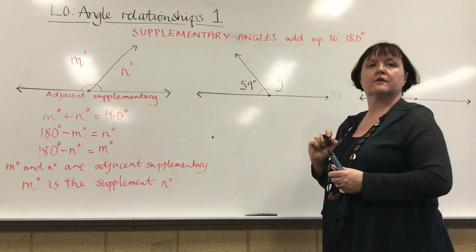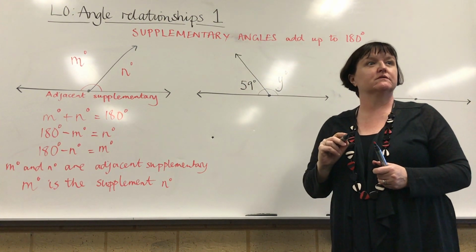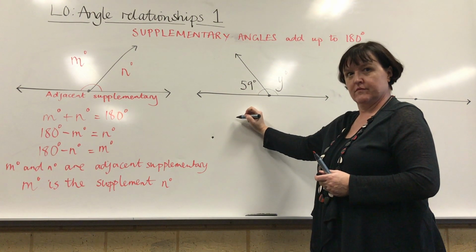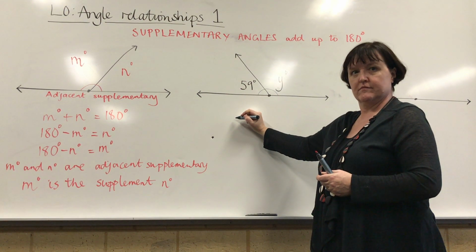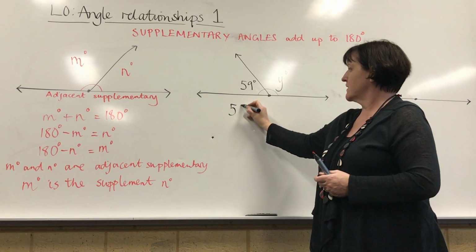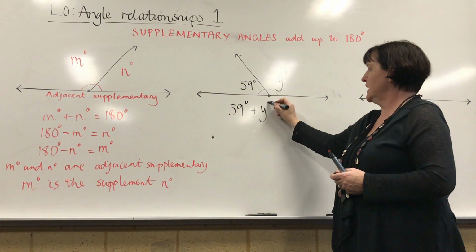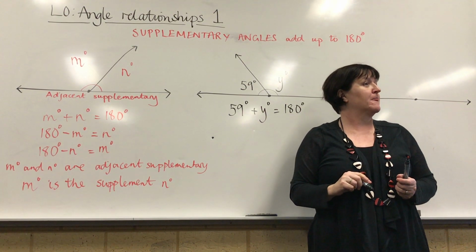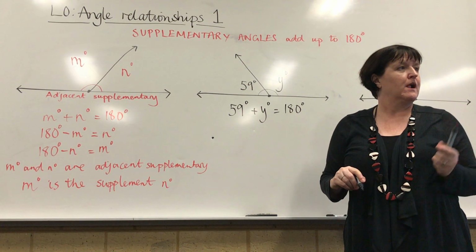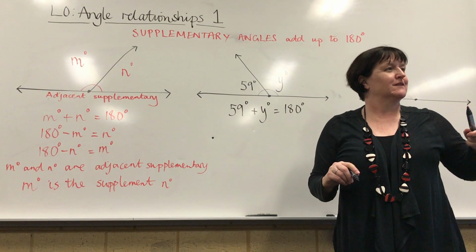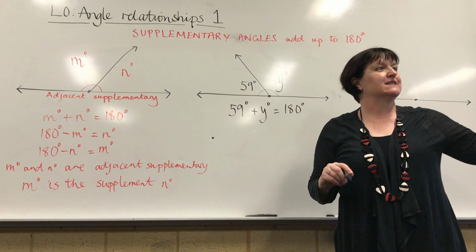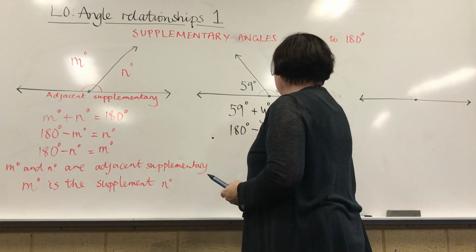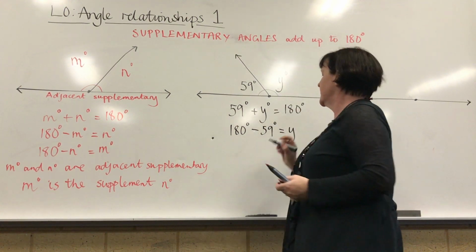Who can give me an equation? 180 degrees equals 59 degrees plus Y. So 59 plus Y equals 180 degrees. Well done. Okay, Cameron. 59 degrees take 180 degrees equals... No, all the way around. 180 take 59. Brilliant. 180 degrees take 59 degrees is going to equal Y.